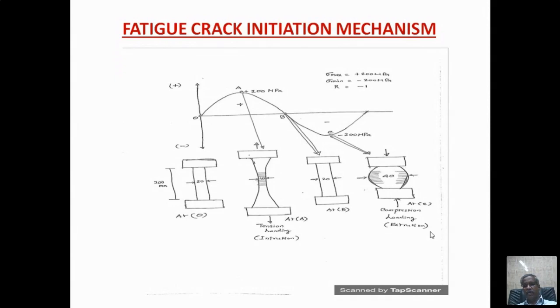So the intrusion and extrusion are repeatedly occurring on this specimen because of the repetitive nature of the stress cycle. When you do it many times, 10,000 times, 1 lakh times, 20 lakh times, then the surface ridges will form in that area because of this extrusion and intrusion. I'll show you the next slide.